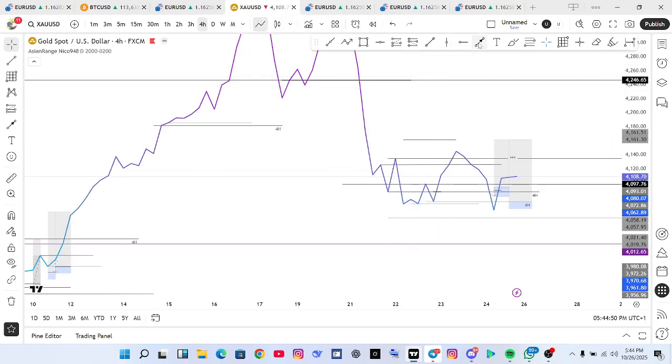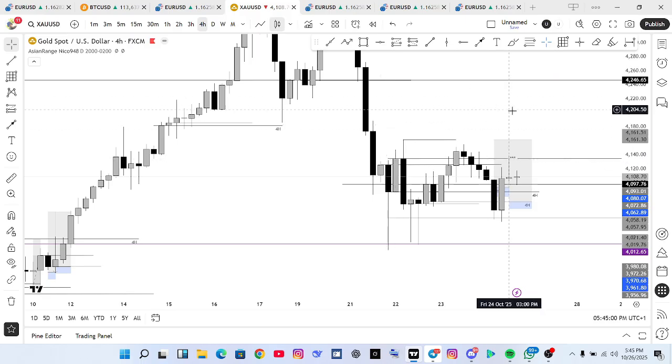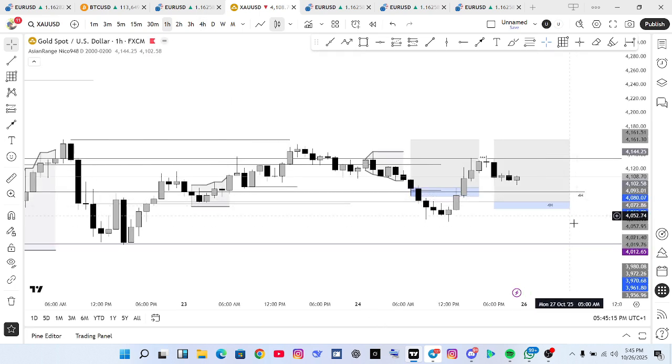So price created this V shape, went up and tapped into this zone before giving us a break here. That's our first confirmation that gold is bullish. And now the market is reacting from where this was another 50% here, and we also have a key level here. So I'm just going to go to 1 hour and look for a storyline.